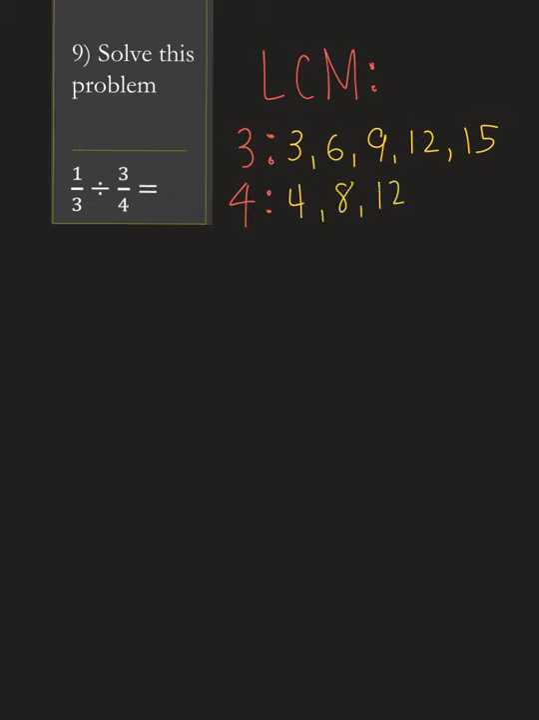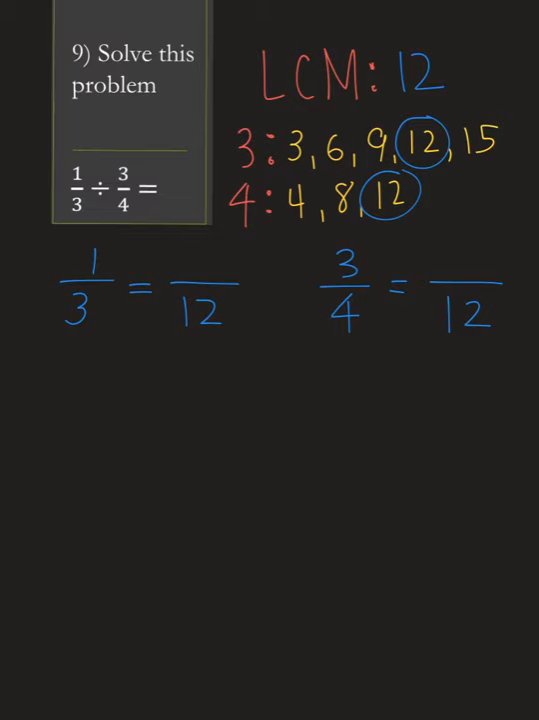And I can stop right there. So I can see my LCM of 3 and 4 is the number 12. So I need to change 1/3 into something over 12 and 3/4 into something over 12. So from 3 to 12, I multiply by 4. Whatever you do on the bottom, you should do on the top as well. So 1 times 4 is 4. So 1/3 changes to 4/12. So I'm going to put that 4/12.